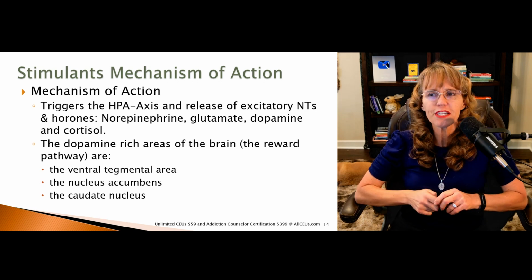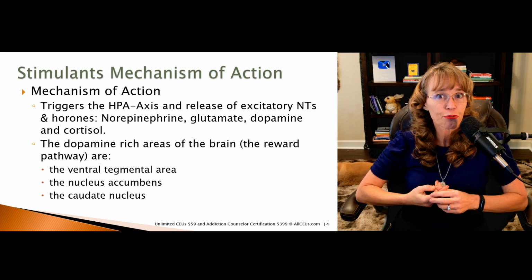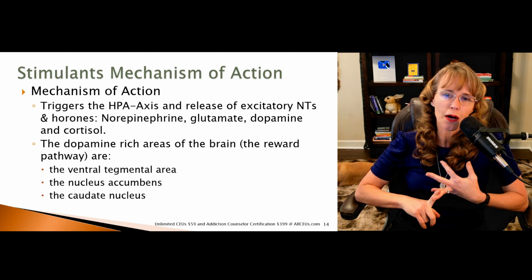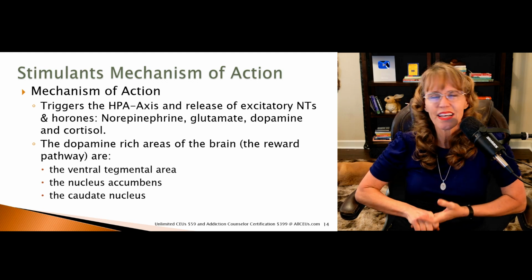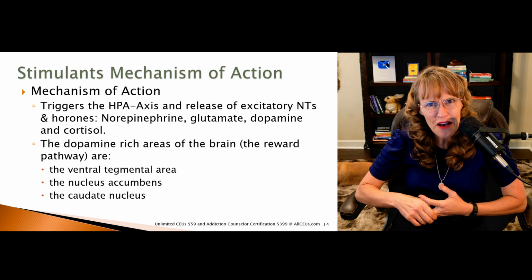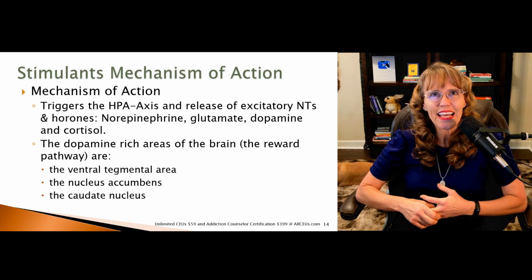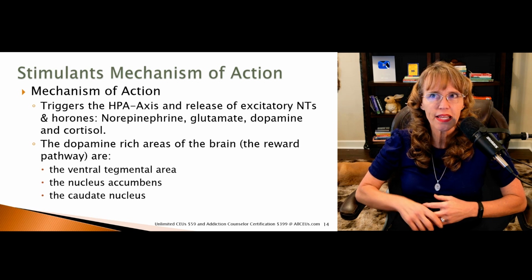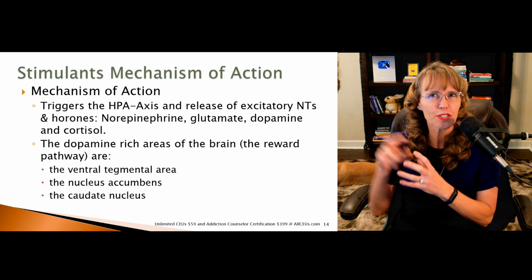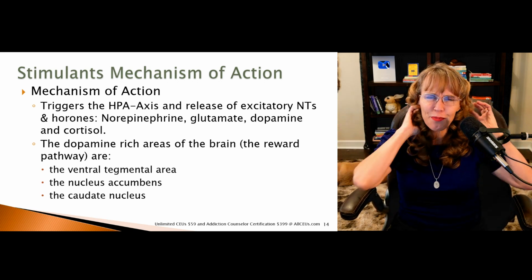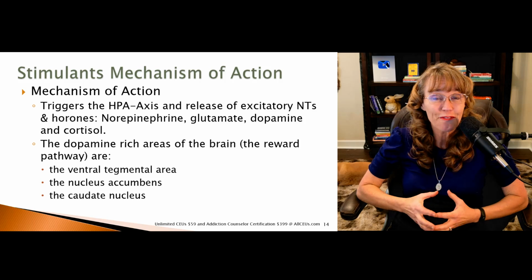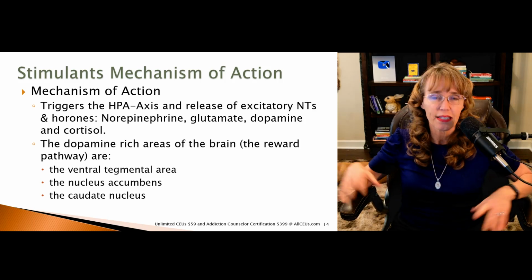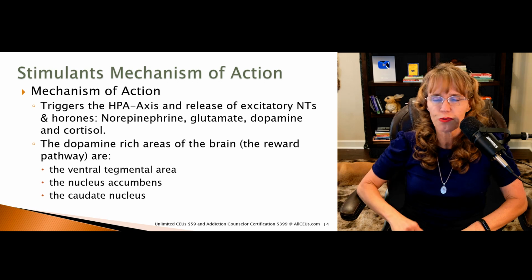The dopamine-rich areas of the brain in the reward pathway are the ventral tegmental area, the nucleus accumbens, and the caudate nucleus. Again, don't need to know that for your quiz, but it is interesting to recognize that there are clusters of dopamine receptors in multiple different areas of the brain that serve multiple different functions. There are also dopamine receptors throughout your whole body, as are serotonin receptors.